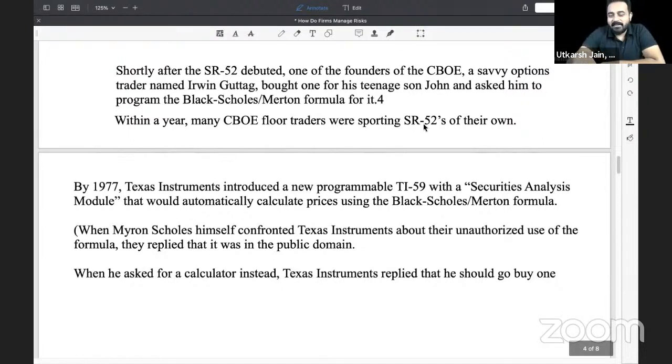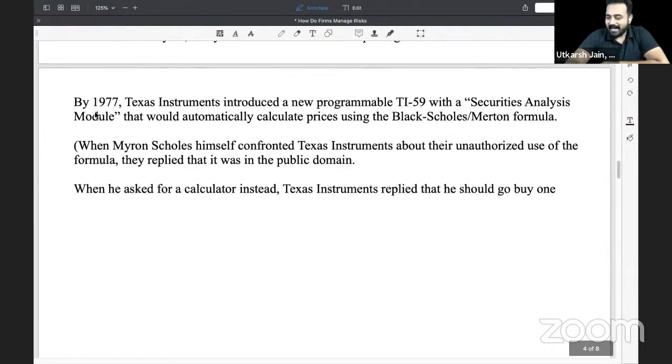Now here's where it gets very interesting. The guys at Texas Instruments figured out that a lot of people are buying our calculators for this Black-Scholes formula. So they said, okay, why not launch a new product? Like how we have Apple iPhone 11, iPhone 12, iPhone 13. So these guys came up with something here. Look at this. By 1977, about 4 or 5 years after the formula is released, Texas Instruments introduces a new calculator called the TI-59. And this calculator has a module called the Securities Analysis Module. And what does the module do? The module basically calculates the BSM formula directly, right? So the BSM formula is integrated within the calculator.